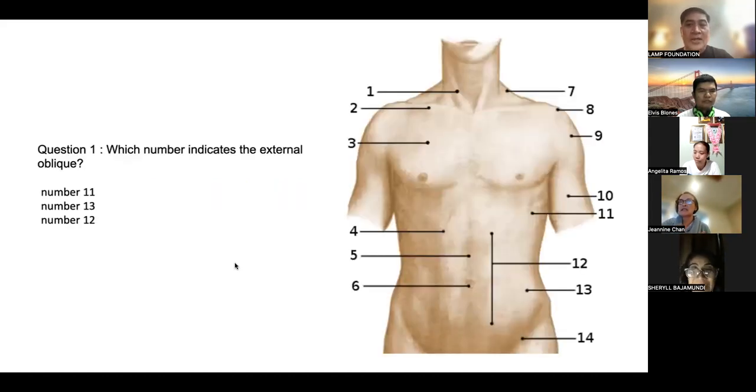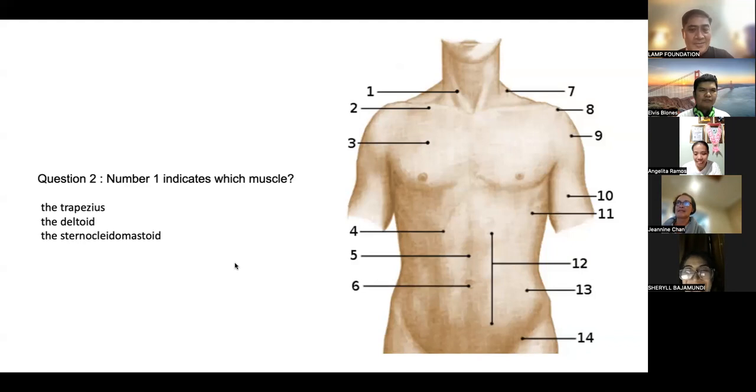Okay. Which number indicates the external oblique muscle? That's number 11. Ano, number 13. One mistake. Okay. Sige, sige. The correct answer is 15. Oo naman. Okay. Number 1 indicates which muscle? That's your sternocleidomastoid. Very good.